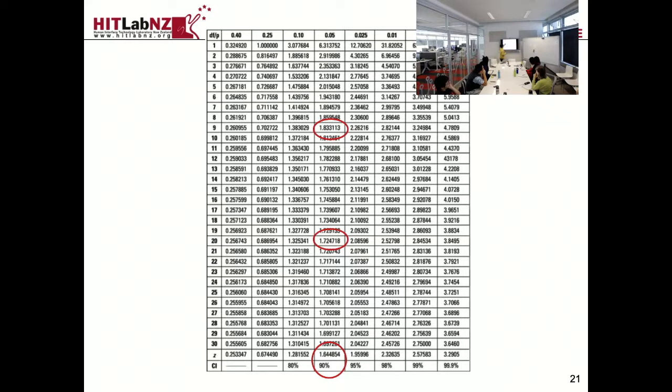In this case, let's see. In the previous data set, we had 10 data points, so 10 minus 1 is 9, right? So the degree of freedom was 9. If we look at the same column at the 0.05 level, with 9 as the degree of freedom, then the number was 1.8, right?